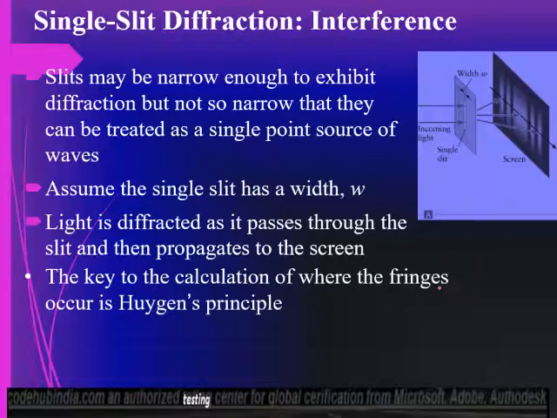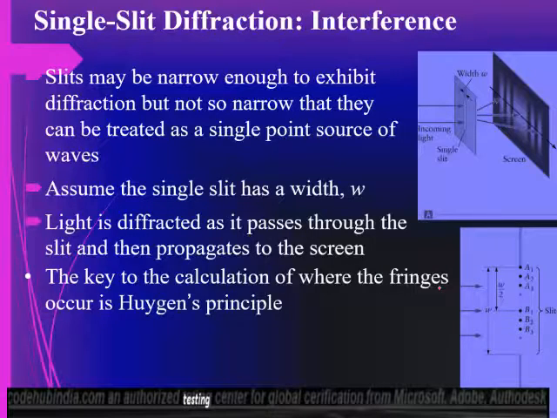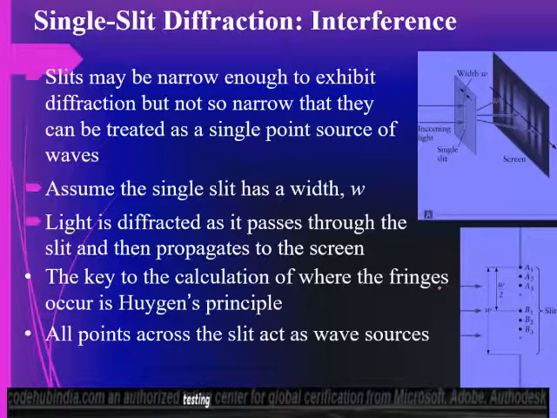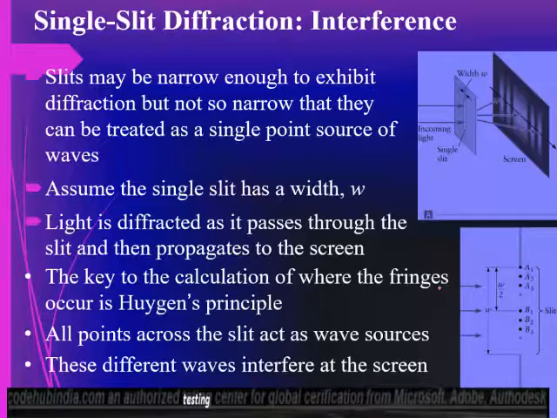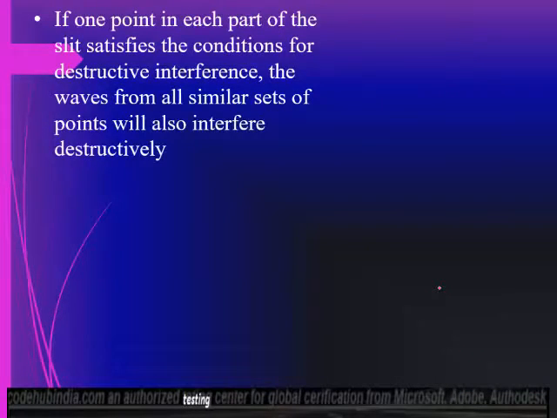The key of the calculation is W by 2. All points across the slit act as wave sources, and each wave generates a string of wavelets. Let's divide the slit into two parts. One point in each part satisfies the condition of destructive interference, and the waves from all similar sets of points will interfere destructively.